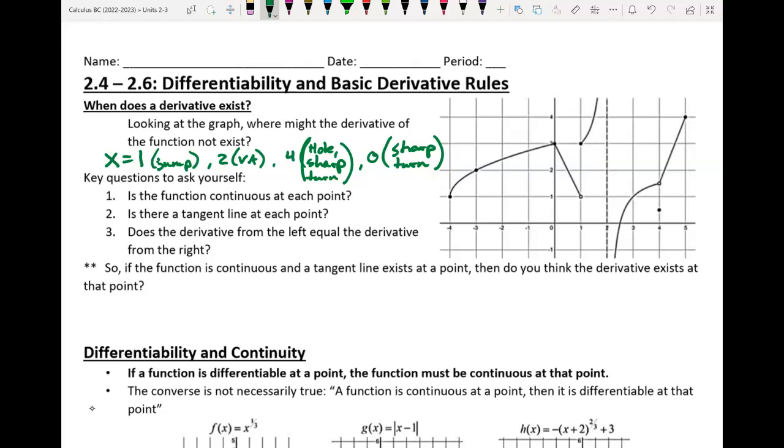Is that all you guys came up with? I have 2 more. Yeah. The endpoints as well. Because are we continuously going through those?